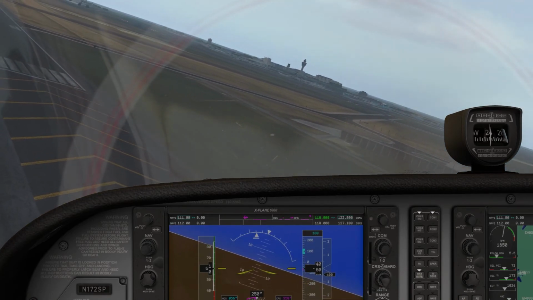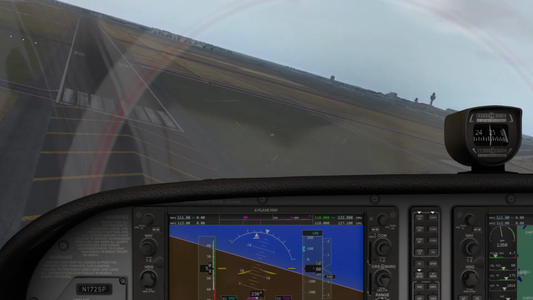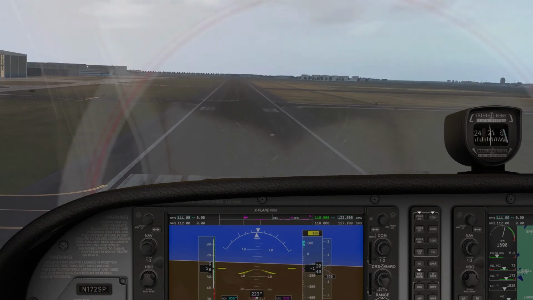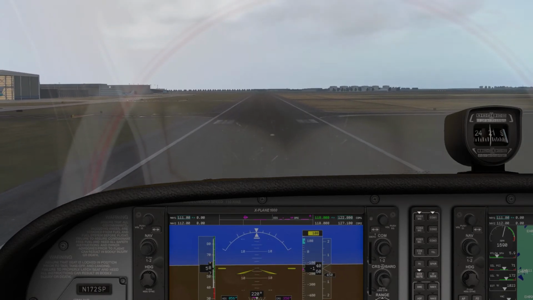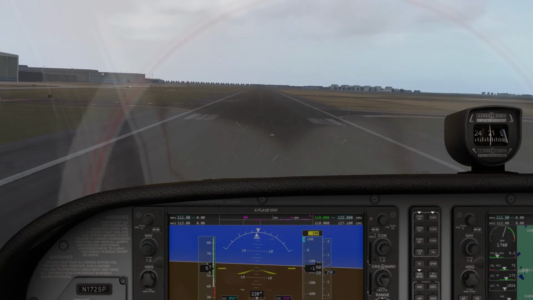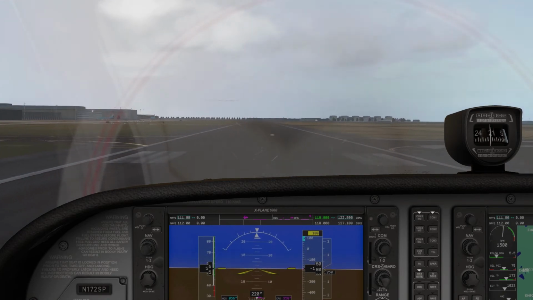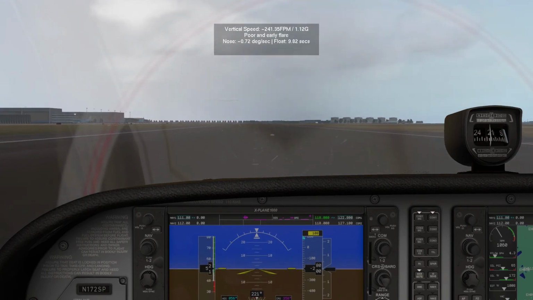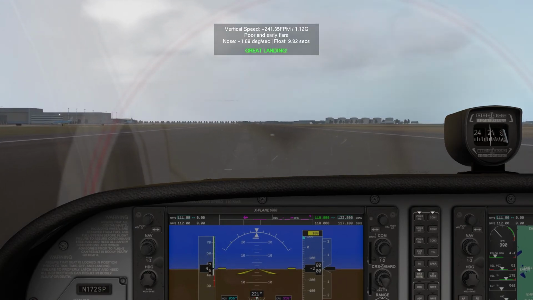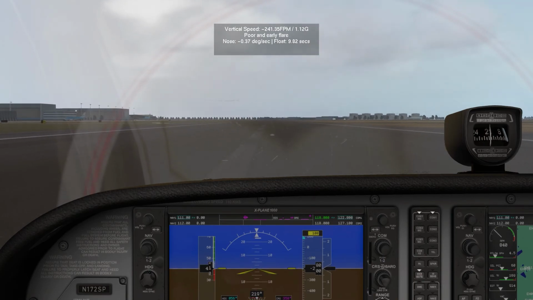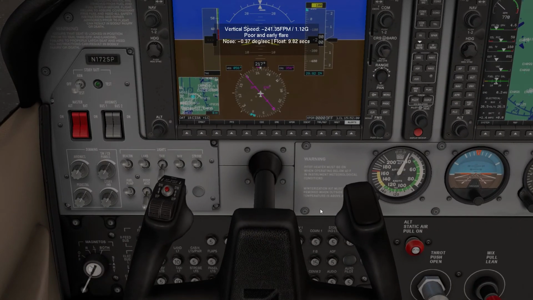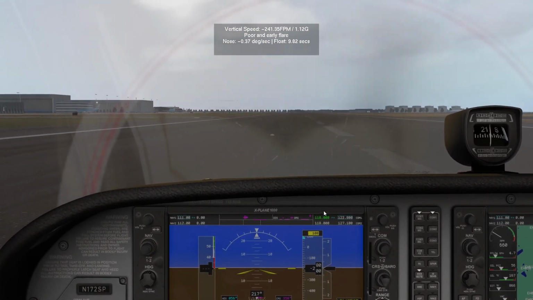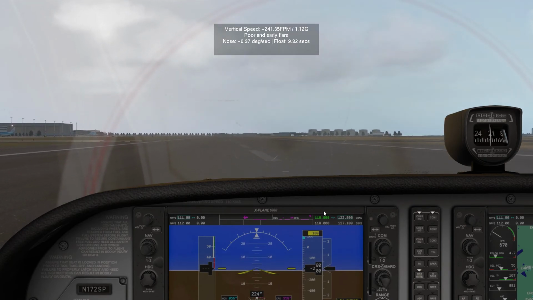Coming into land, you can see that my airspeed is drastically decreasing. And again, I am trying to ensure that thrust is greater than drag. And using the elevator and ailerons, I successfully land the plane. Using my toe brakes, by pushing the pedals forward, as you can see, I can brake and stop on the runway.